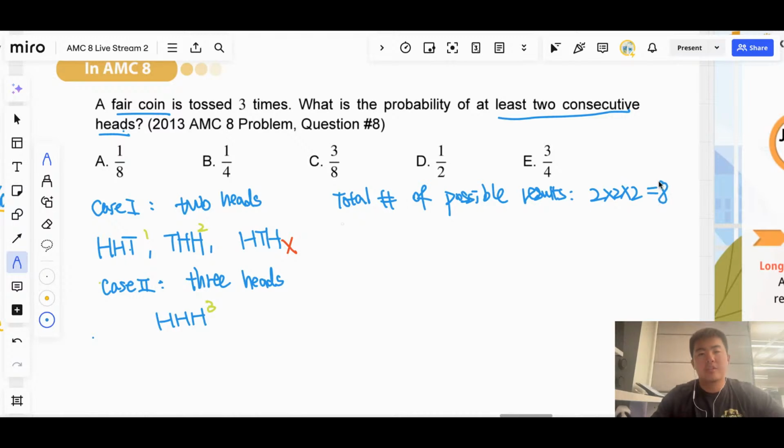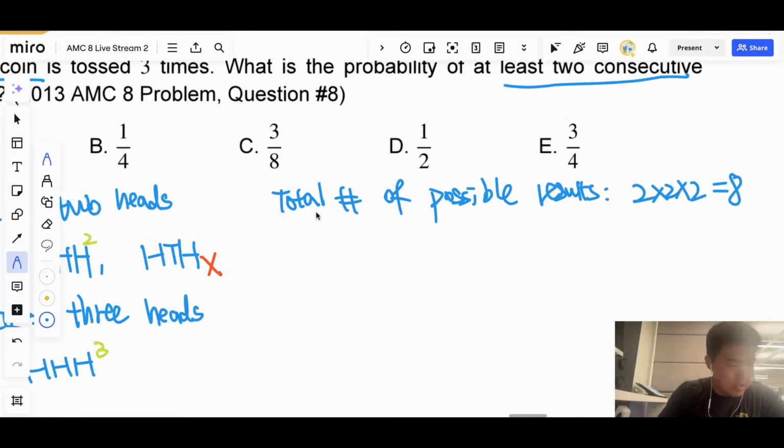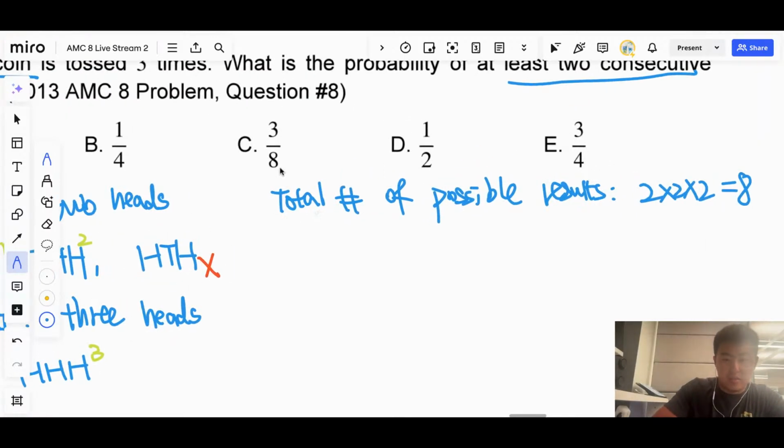Why? Because each time you toss a coin, you have 2 possible outcomes, a head or tail. And each of them are independent events, which means the first time the result you get will not influence the result you get for the next toss, right? So that's always 2 possibilities. So 2 times 2 times 2 correspond to the 3 times we toss the coin. So that's an 8.